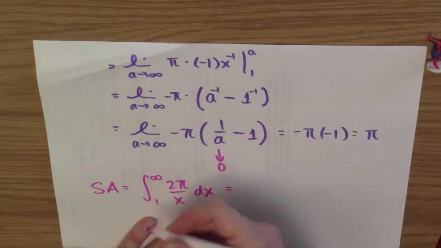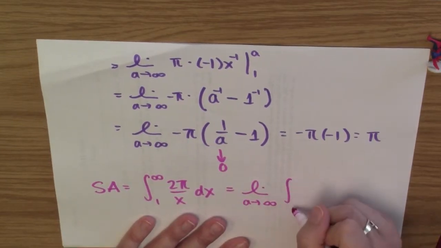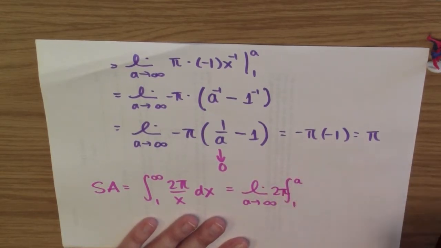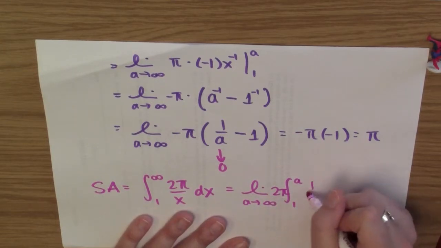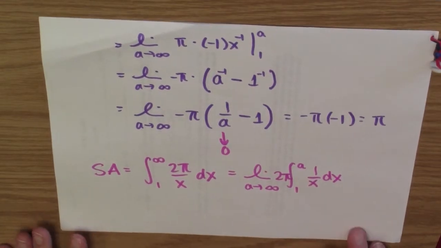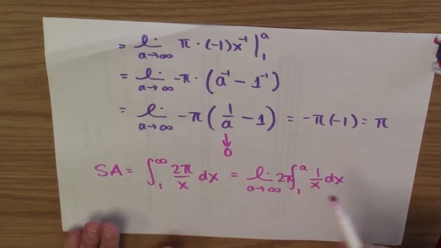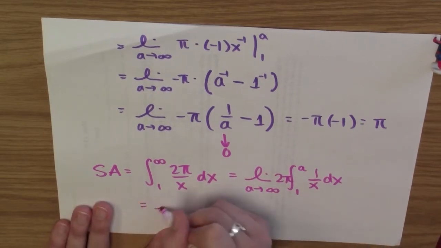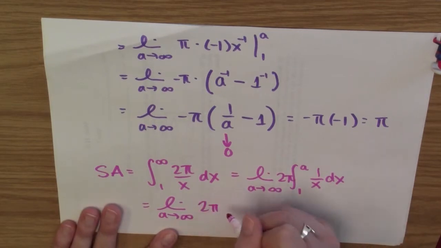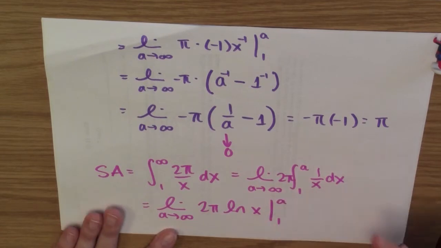And what am I going to get? Well, this is an improper integral again. So this is the limit as a approaches infinity. I'm going to integrate from 1 to a. And then I have a constant 2 pi that I can pull out of the integral. And then I just have 1 over x dx. And how do I integrate 1 over x dx? Well, I know that one. It's the natural log of x, or natural log of absolute value, but everybody's positive, so we don't have to worry about that. So this is the limit as a approaches infinity of 2 pi times the natural log of x, and I'm going to evaluate from 1 to a.